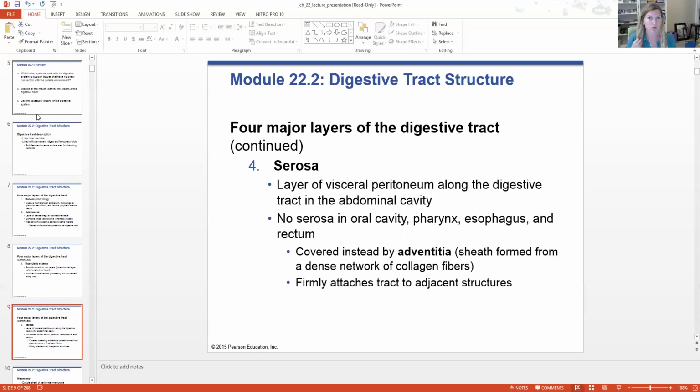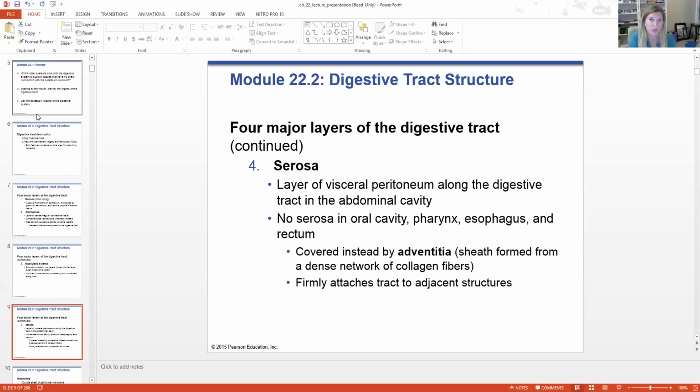And then finally, the serosa. So the serosa is just the outer lining. If we were to cut you open and look at your stomach or look at your small intestine, this is what we would see. And it is the same as the visceral peritoneum. So remember, the epicardium and the visceral pericardium were the same thing. You have the same thing here. Your serosa and the visceral peritoneum are the same thing, right? This is that outer covering along the digestive tract all the way through the abdominal cavity.